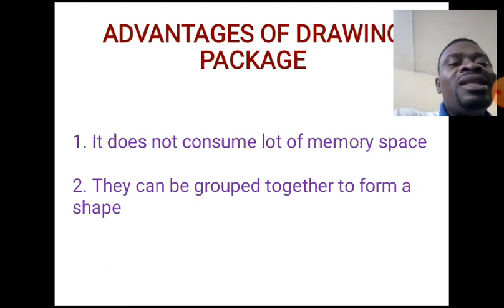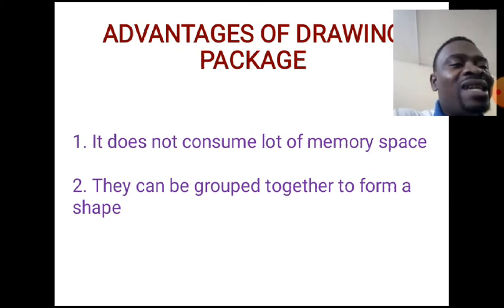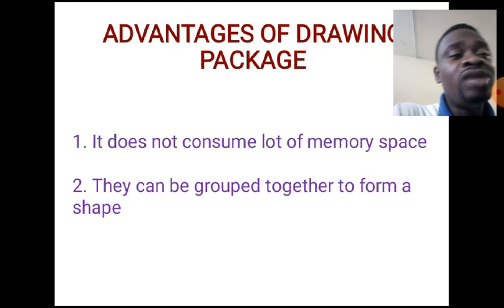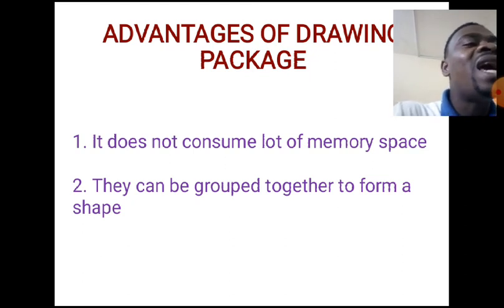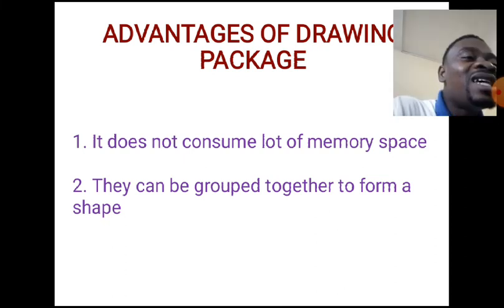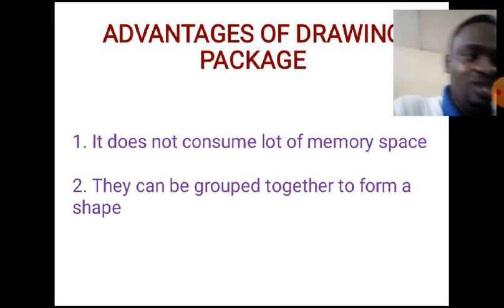Two, they can be grouped together to form a shape. Now imagine you have a line and several shapes: rectangle, box, which you call square, triangle, and the rest, and you bring each of them together and group them to form a house. So they can be detached and grouped to form different shapes.